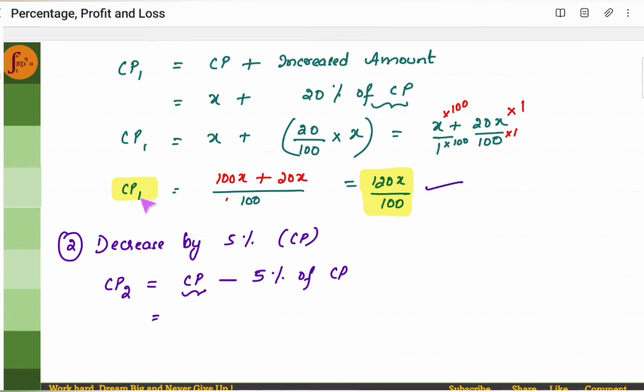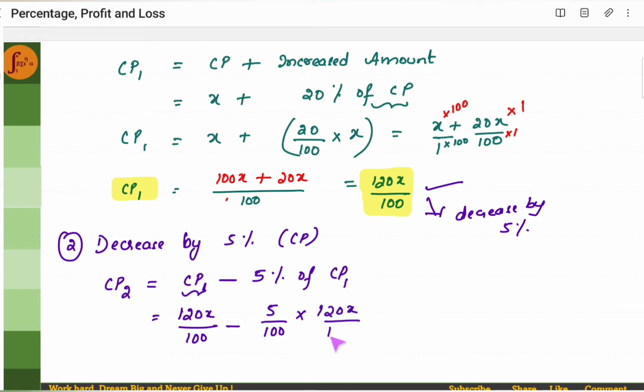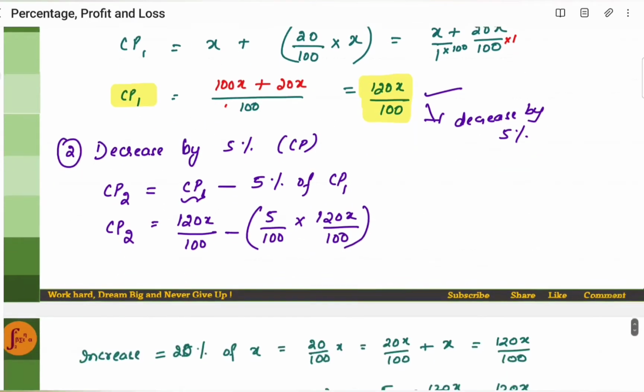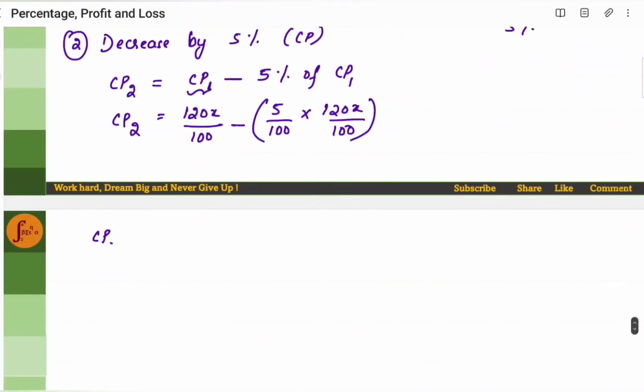Now from this particular price, you decrease by 5%. So it's going to be CP1. So CP1 is 120x by 100 minus 5% is 5 by 100 into cost price, which is CP1, 120x by 100. So let's put the brackets here. Now we'll calculate. We'll get CP2 is equal to, I can take 120x by 100 as common between this. It's a common factor, so I'll take this as common.